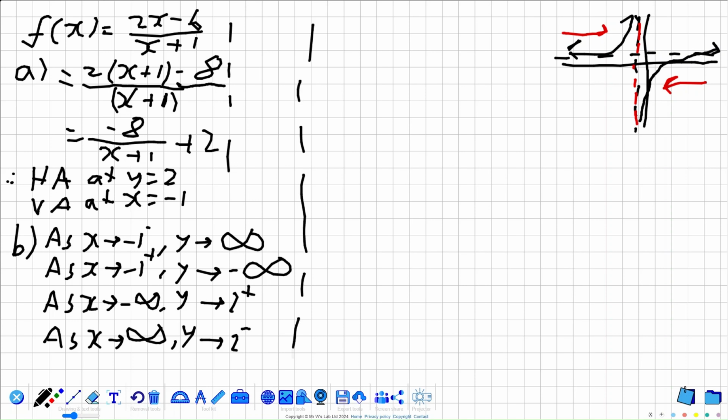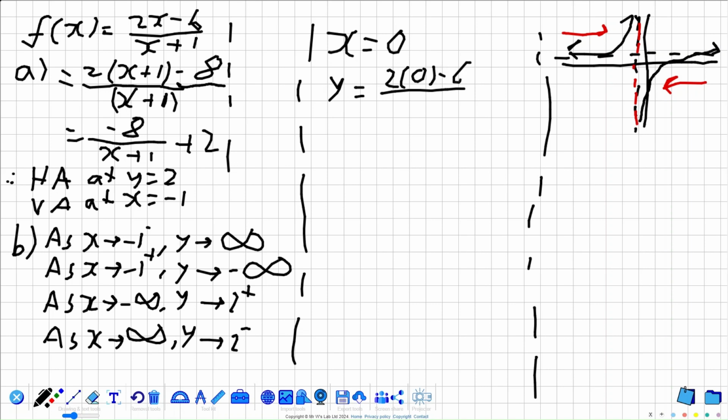Now, what about if we had to find the axis intercepts? We've got to look at when it passes the x and y axis. So we'll say when x equals 0, and we'll just swap f(x) to y. So we'll say y equals (2(0) minus 6) over (0 plus 1), which equals -6 over 1, which just equals -6. So it passes through the y-intercept at -6.